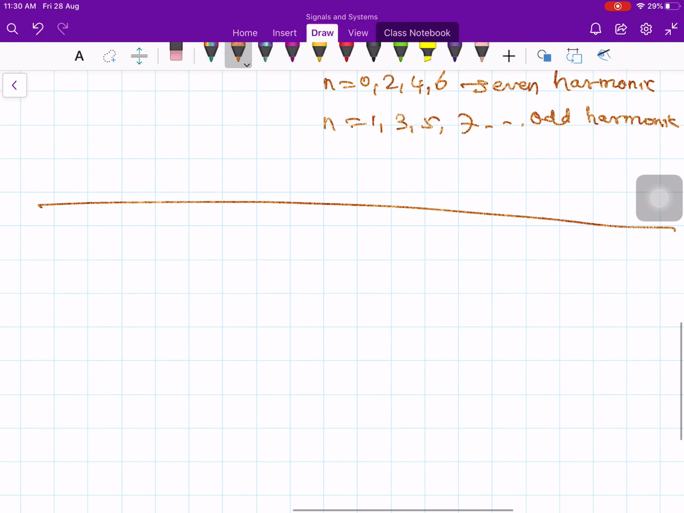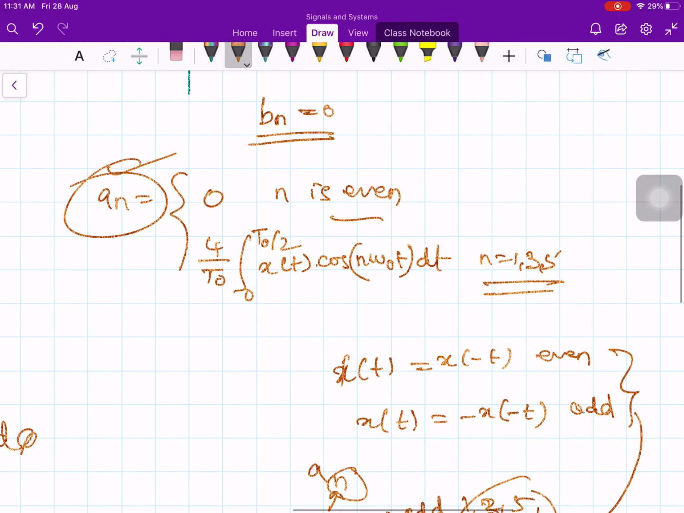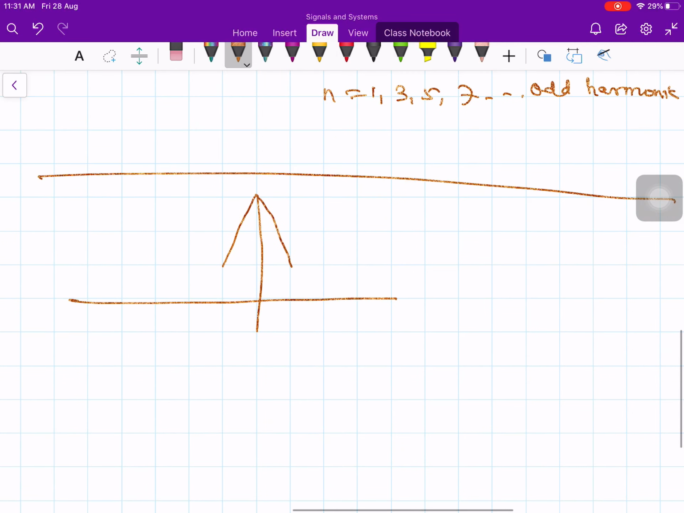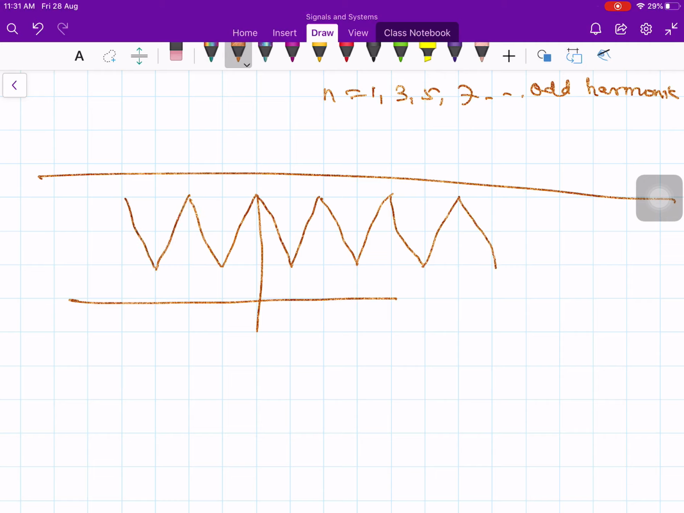And then I will take a function like this, the same function which we considered previously, but it is shifted upwards like this. Same function, but it is sitting somewhere else. Again it is an even function, but the a naught term is not 0. That's what I want to say here.